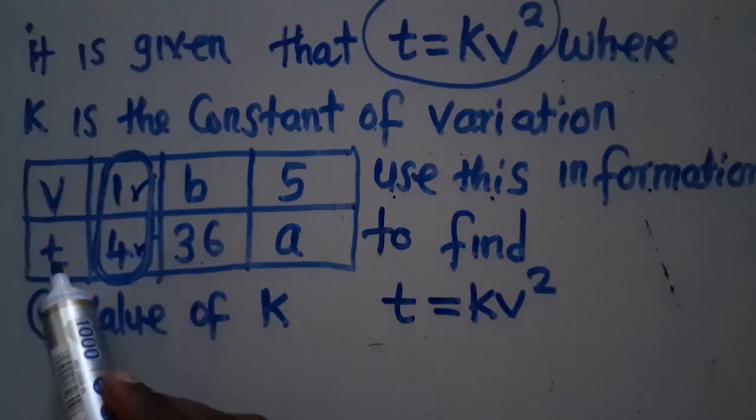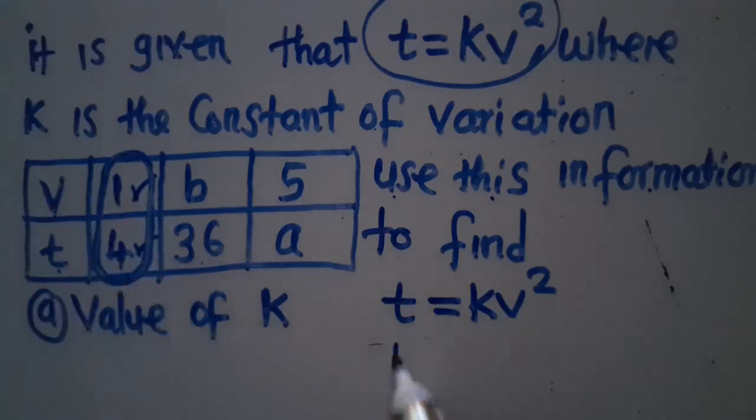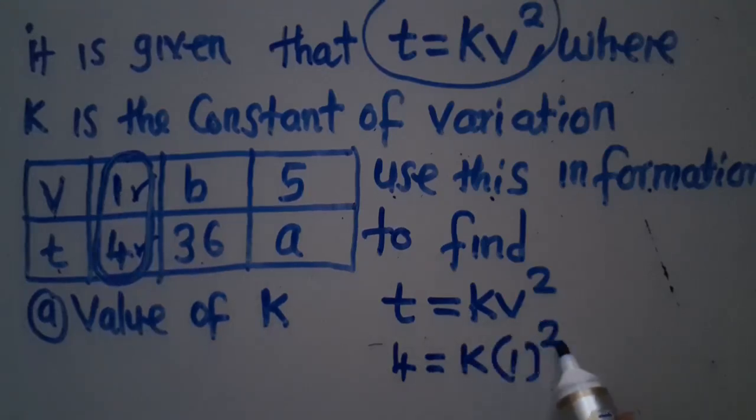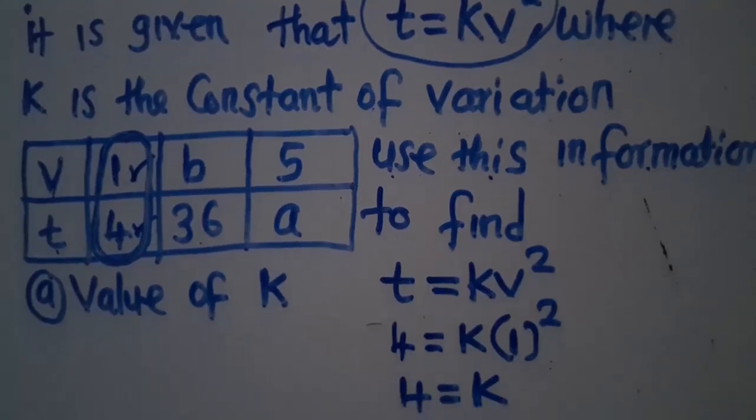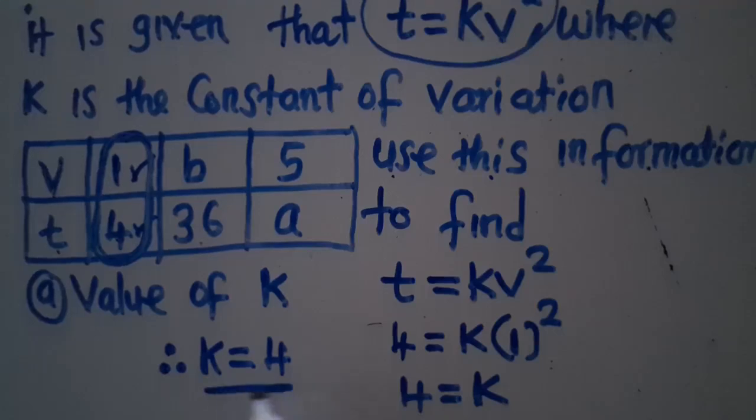So v is 1, t is 4. Where there is t, you put a 4, which is equal to k. What is your v? Your v is 1, so you say 1 squared there. So 4 is equal to k times 1 squared. What is 1 squared? It is 1. 1 times k is just k. Therefore, k is just equal to 4. This is the answer you've solved.